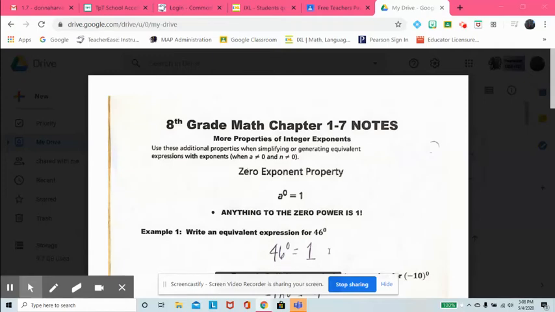Hi guys, today is the last day of our exponent rules. It is 1.7 notes. So these two rules are probably the easiest of the rules, which is good, yay.